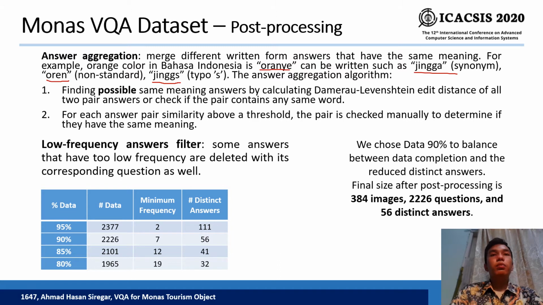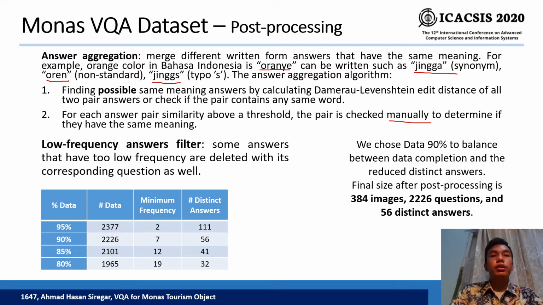So the algorithm would calculate the edit distance of all the possible pairs, and then we will check manually to determine if they have the same meaning. For the low-frequency answers filter, we will erase answers that have too low frequencies, as well as their corresponding questions.